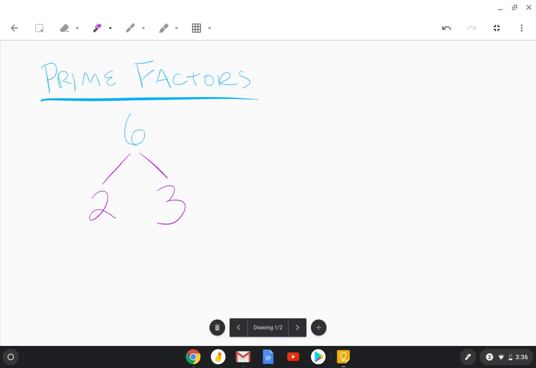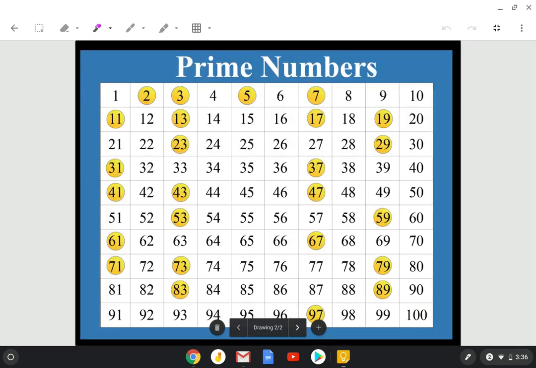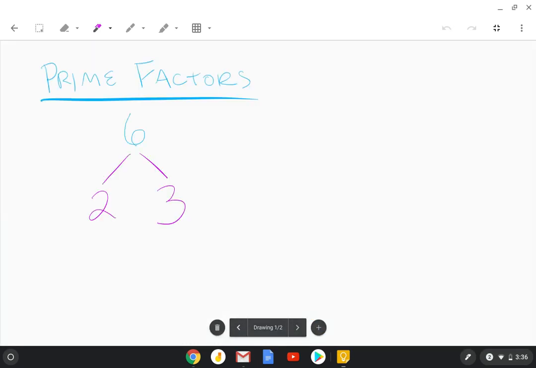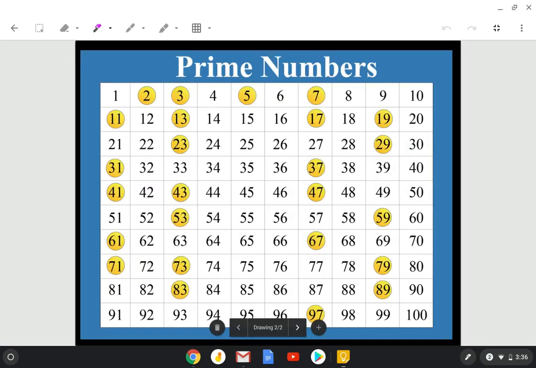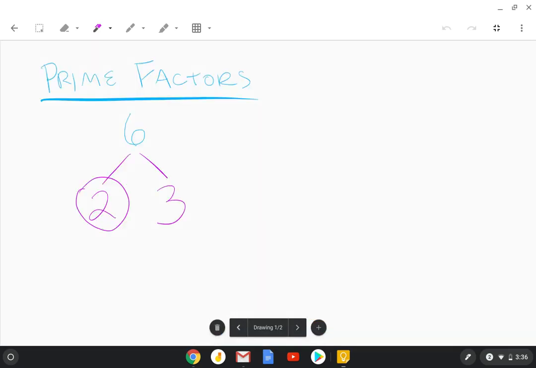And then I look at the numbers I found and say, is 2 a prime number? And it is a prime number. So that is done. And look at 3. Is 3 a prime number? Yes, it is. So then that's done. So this is what we call the prime factors of 6: 2 times 3.